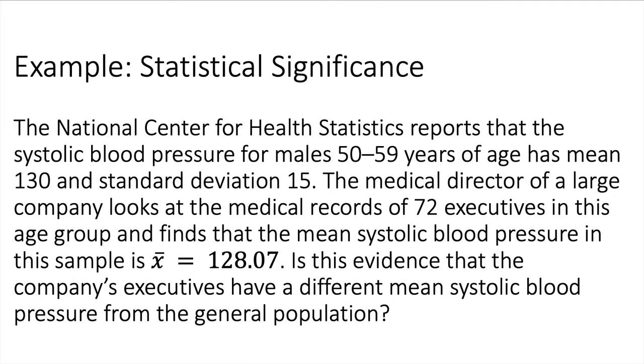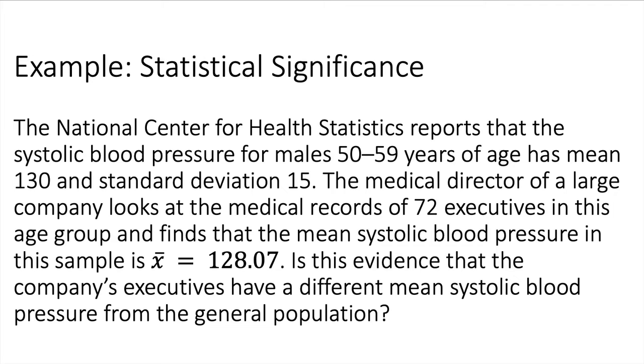Let's look at another example, one that we haven't seen yet. The National Center for Health Statistics reports that the systolic blood pressure for males 50 to 59 years of age has a mean of 130 and standard deviation 15. The medical director of a large company looks at the medical records of 72 executives in this age group and finds that the mean systolic blood pressure in this sample is X bar equals 128.07. Is this evidence that the company's executives have a different mean systolic blood pressure from the general population?